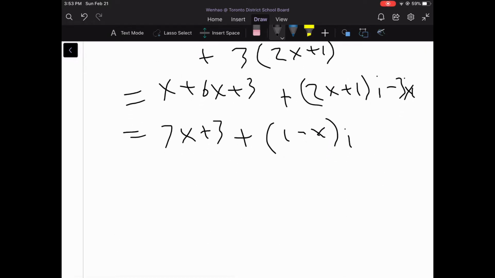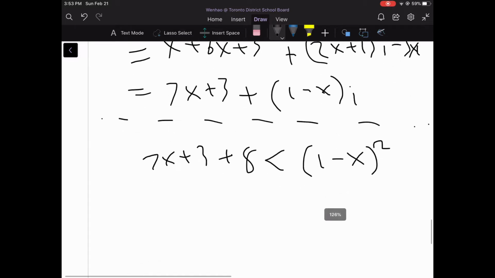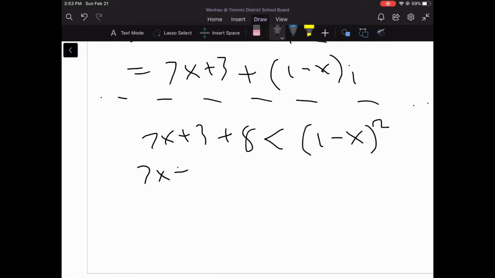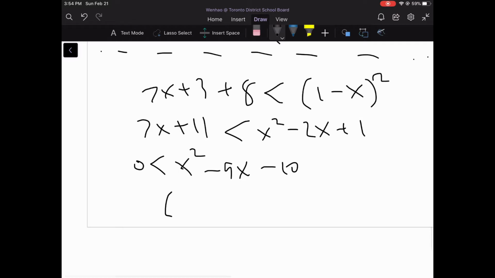So 7x plus 3 plus 8 is less than (1 minus x) squared. Let's expand this out: 7x plus 11 is less than x squared minus 2x plus 1. We bring everything onto one side: x squared minus 9x minus 10 greater than 0. And we can factor this, and we get (x minus 10)(x plus 1).